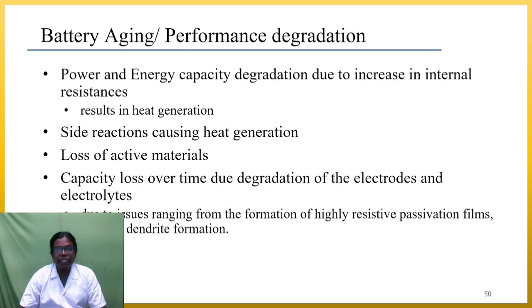Battery aging and performance degradation: power and energy capacity degrade due to an increase in internal resistance, which results in heat generation, side reactions causing heat generation, and loss of active materials. Capacity is lost over time due to degradation of the electrodes and electrolytes, from issues ranging from the formation of highly resistive passivation films, SEI, and dendrite formation.